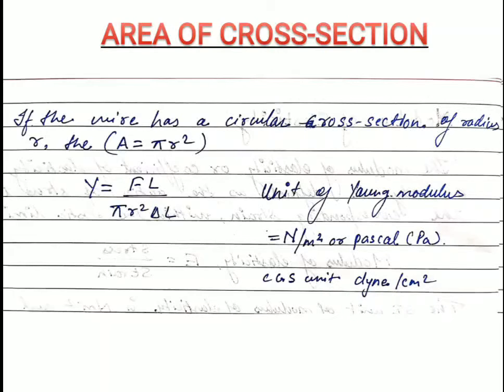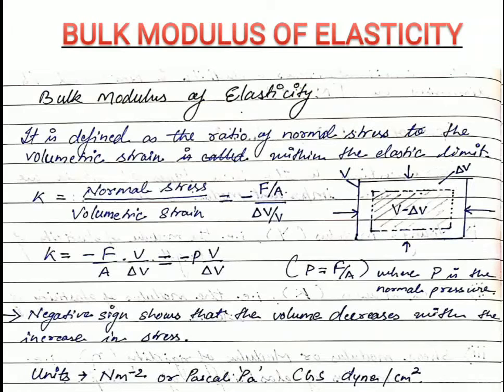So our next topic is bulk modulus of elasticity. So let us see what is that. It is defined as the ratio of normal stress to the volumetric strain within the elastic limit, where K equals normal stress upon volumetric strain, that is minus F upon A upon delta V by V. You might be thinking why there is a minus sign here.